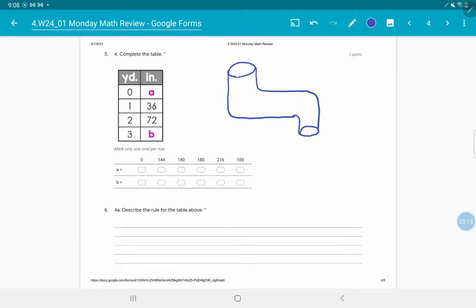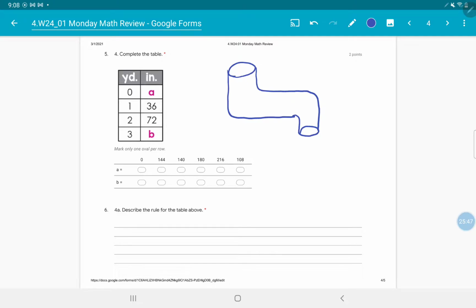So we have 1 and 36. If I drop in a 1, something's going to happen to it, and I'm going to get 36 out. If I drop in a 2, something's going to happen to it, and I'm going to get 72. So what could my rule be that I would change a 1 to a 36 and a 2 to a 72, Owen? Each time it adds a 36. Okay, so add 36.